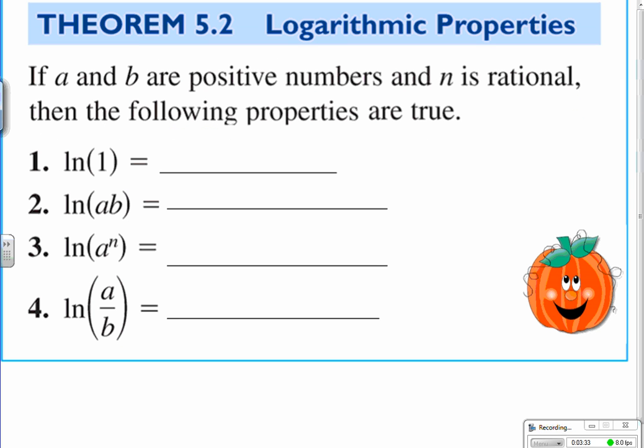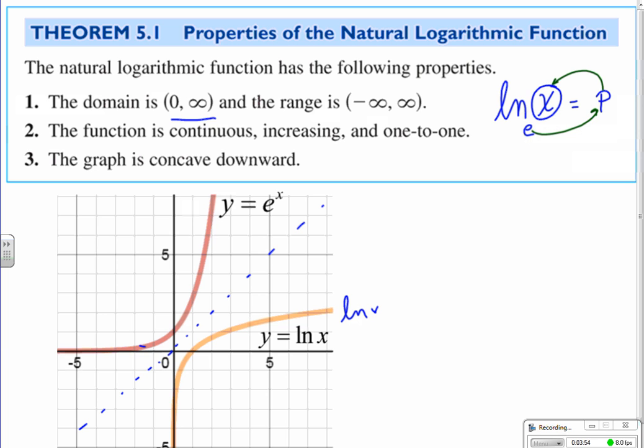If a and b are positive numbers and n is a rational number, like a fraction, then the following properties are true. And we're going through the log properties. These should be ones that you recognize. Base e. So e to what power gives me 1? E to the 0 power. So that makes the natural log of 1 equal to 0.